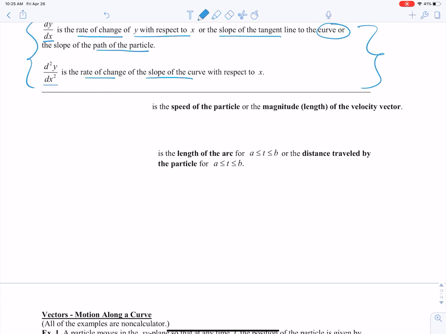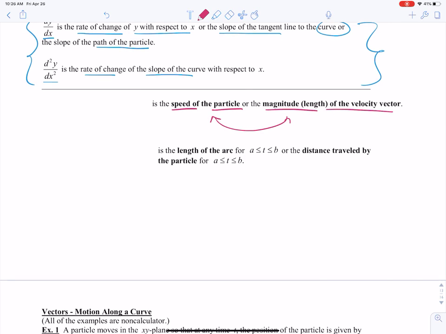Speed. You're going to be asked on the AP exam about the speed of a particle. Speed and the word magnitude mean the same thing: the magnitude of the velocity, or the speed. You need to know that they're going to say both of those words. They might say, find the speed of the particle. They might also ask you to find the magnitude of the velocity vector. So I'm going to introduce a new equation to you.